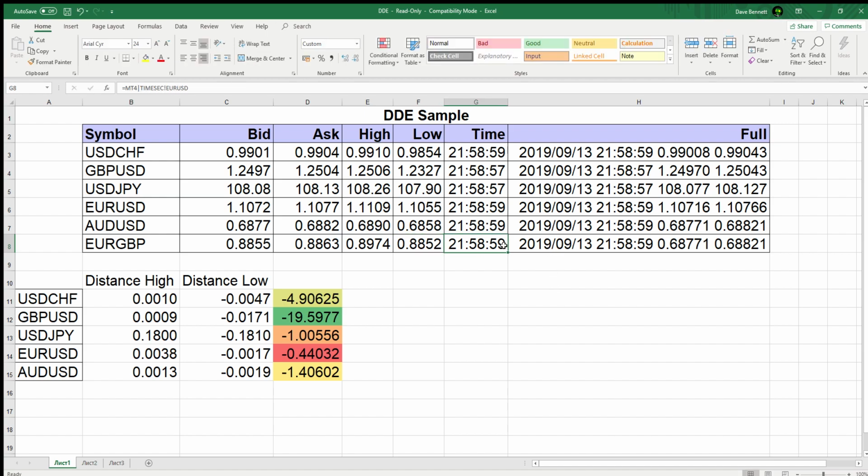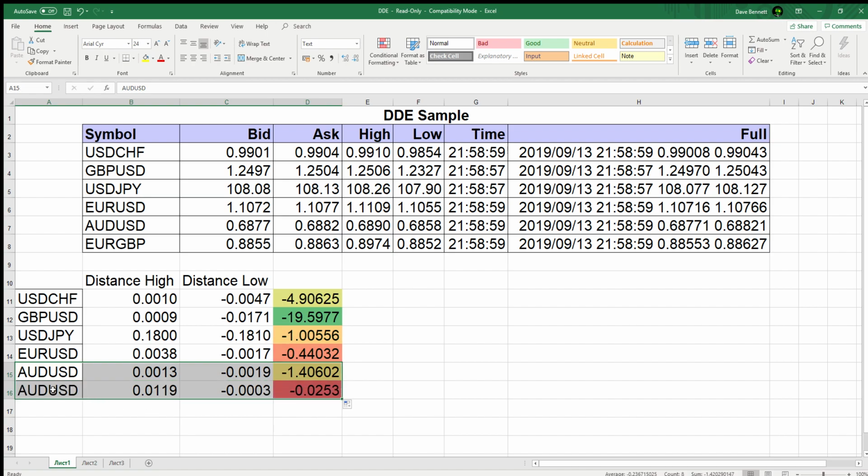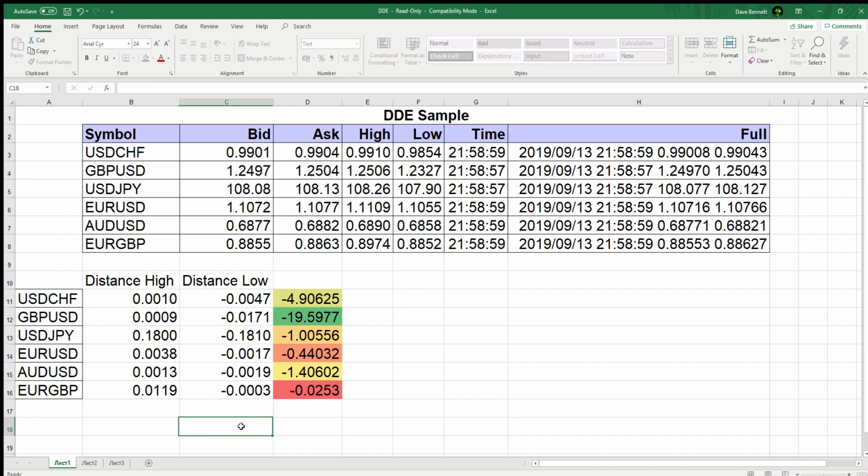Let's change the time. Euro pound. So you just down here. So we were 119 pips on the high. So that makes that the most bearish pair, as you see by the colour.